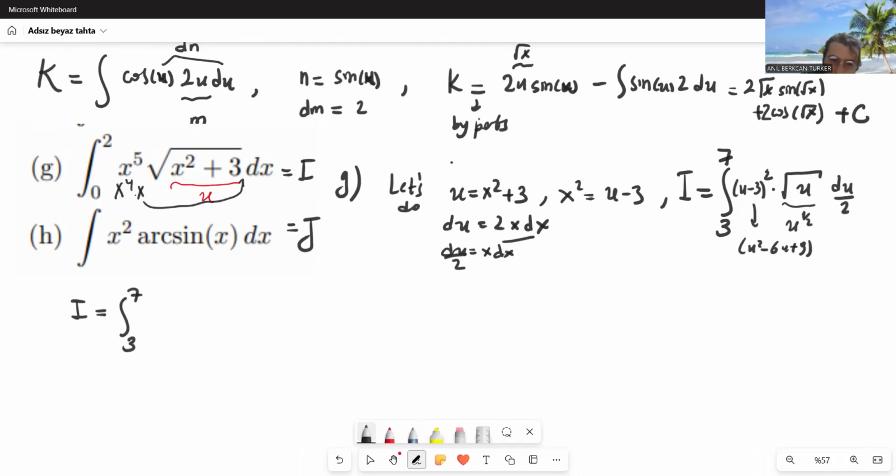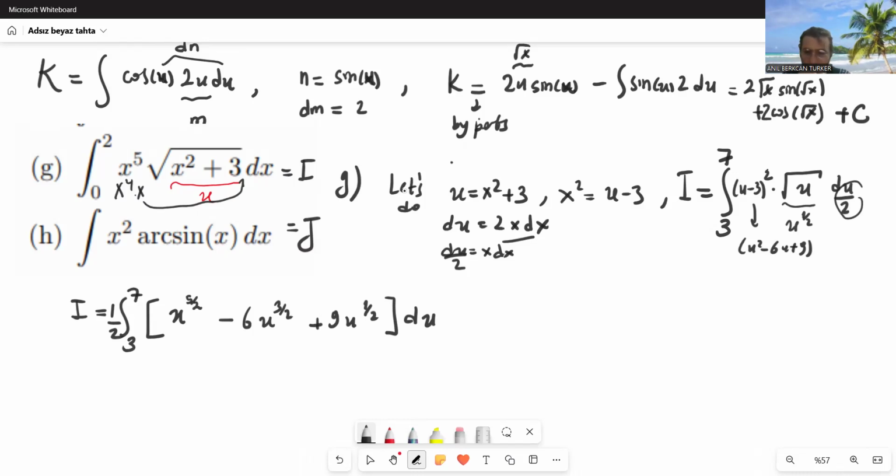From 3 to 7, your integrand is the multiplication of these two. So it is just u to the power 2 plus 1 over 2, it is 5 over 2, minus 6 u to the power 3 over 2 plus 9 u to the power 1 over 2 du. Of course, we also have 1 over 2 here coming from here. Okay. Now, so let me just calculate it.